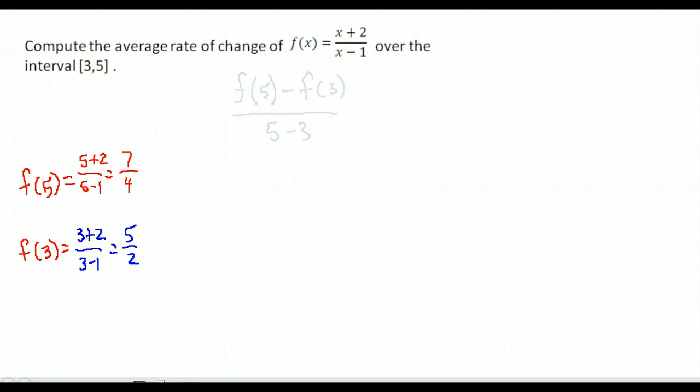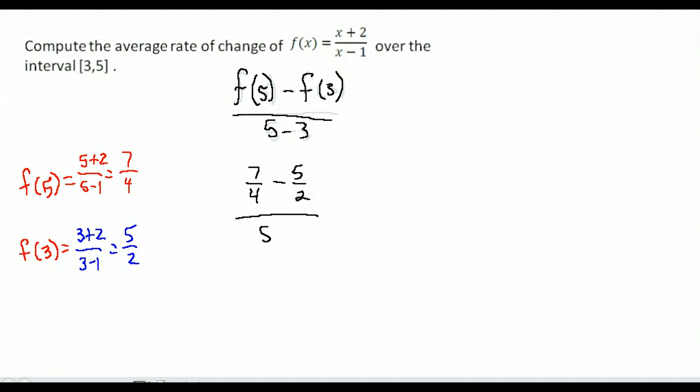If we put this information into our formula up here, we're supposed to do f of 5 minus f of 3 over 5 minus 3. Well, our f of 5 was 7/4. Our f of 3 was 5/2, over 5 minus 3. Well, the 5 minus 3 is fairly straightforward. 5 minus 3 is 2.